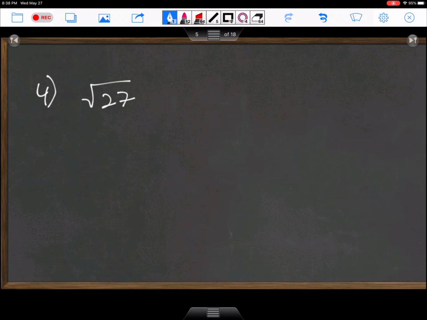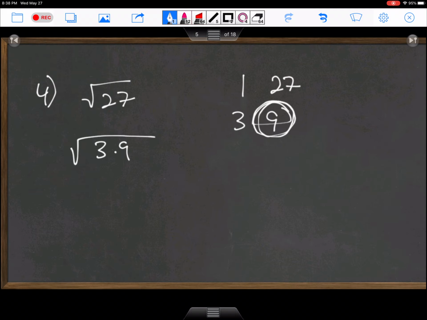Number 4, we got a 27. So I got a 27, I got a 3 and 9. Ooh, that 9 looks nice. So 27 is the same thing as the square root of 3 times 9. I can take the square root of 9 and send it out front there. Square root of 9 is 3. That gives me 3 square roots of 3.